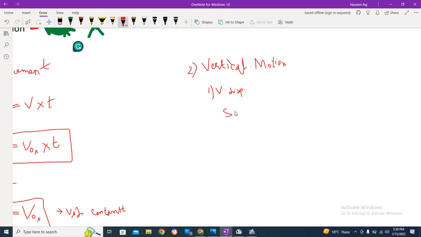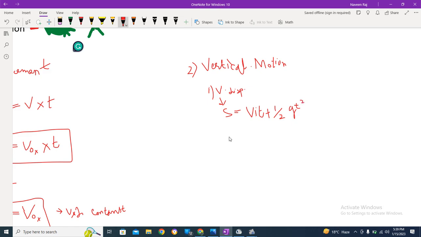We have the formula s is equal to v i t plus 1 upon 2 g t square. This is the formula from Newton's law of motion. You need to remember that you are using this formula in vertical motion.